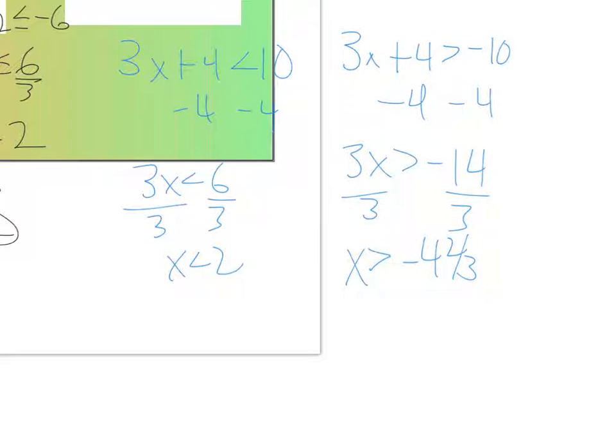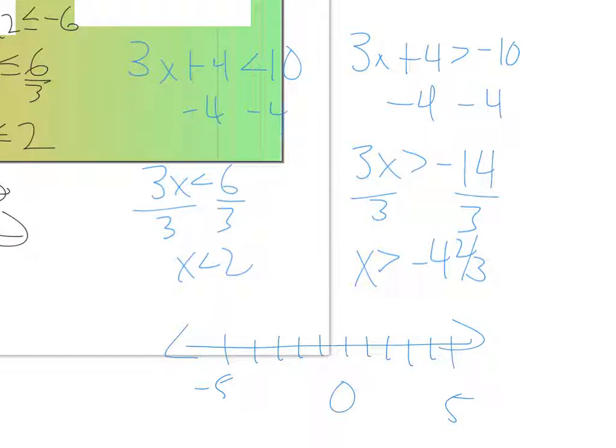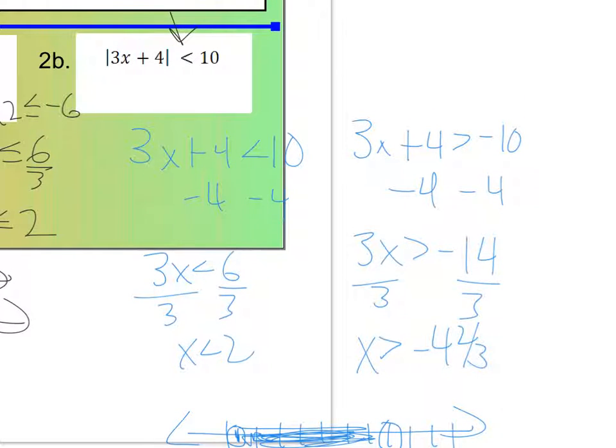Now, graphing. Let's go negative 5, 4, 3, 2, 1, 0, 1, 2, 3, 4, 5. So positive 2, open circle. Negative 4 2/3 would be approximately here, open circle, and I'm filling in between. And I know that it's going to be that gap because of this sign right here. Less than means I'm going to have that looking graph.